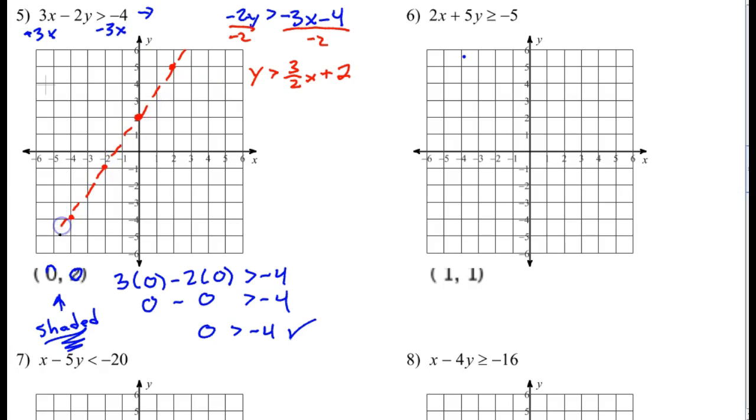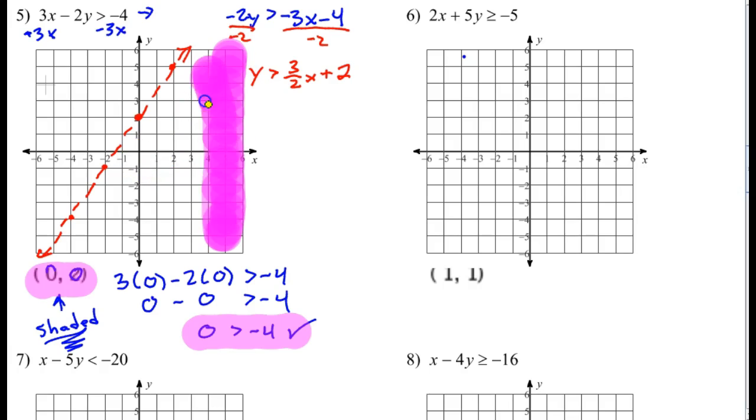Now, something peculiar, right? I've already figured out algebraically that 0, 0 should be in the shaded area. If you look at this closely, 0, 0 is definitely in the shaded area because when you plug it in, you got something true, right? So 0, 0 is right here in the middle. So that means this is the correct area to shade.